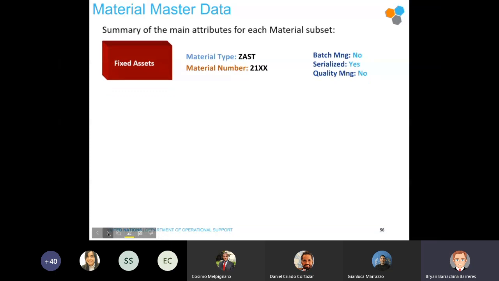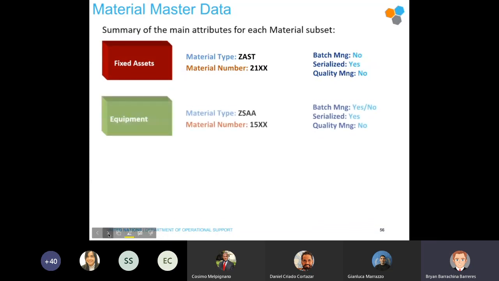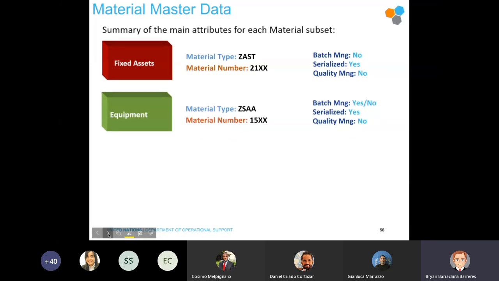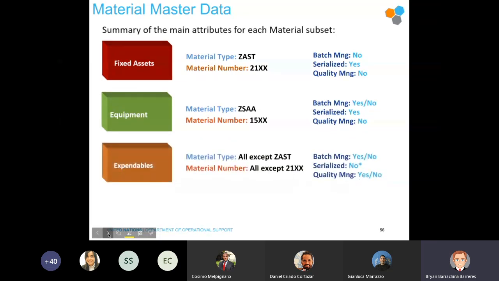Okay, a bit more of a breakdown of the summary of the attributes that we saw before. So if we're talking about fixed assets versus equipment or expendables, okay, the type of material, the material number, and the flaggings for each one of them depend on the materials that we're dealing with. All right, and here we go, the grouping here again.